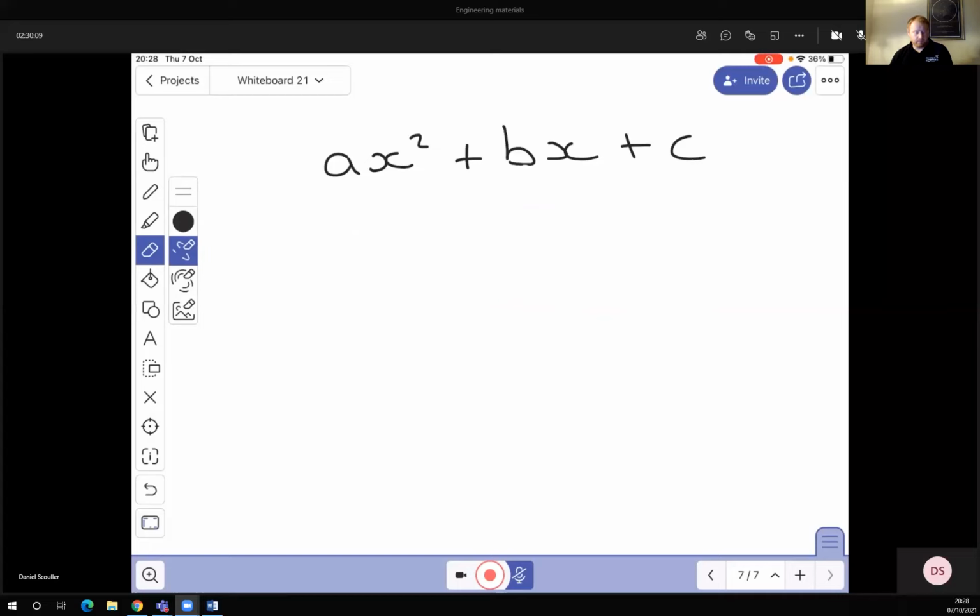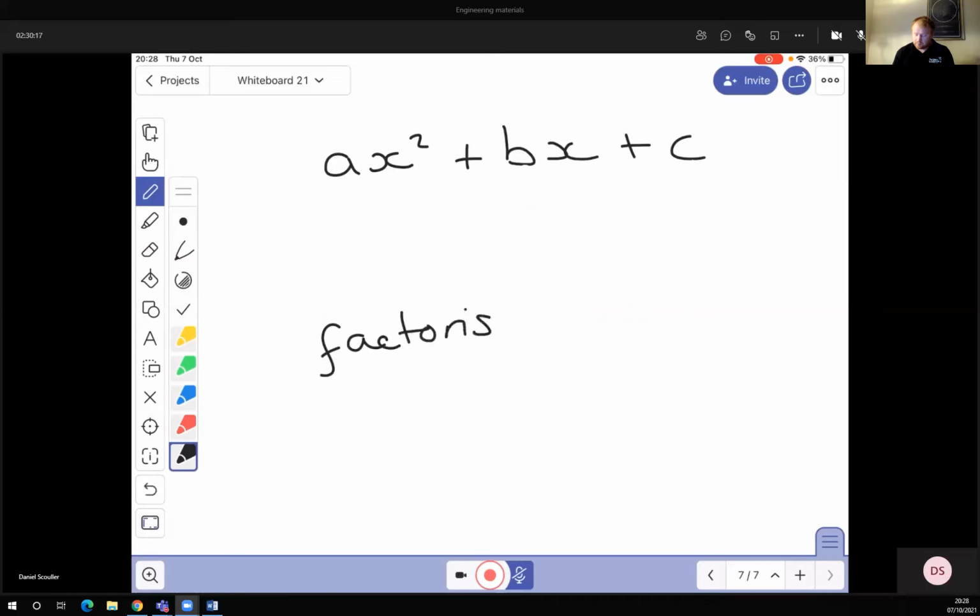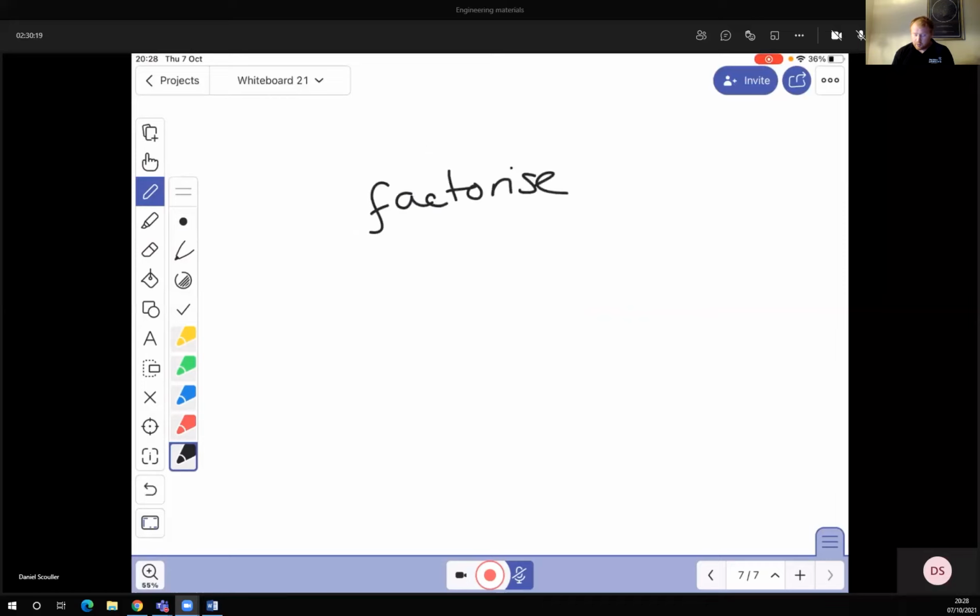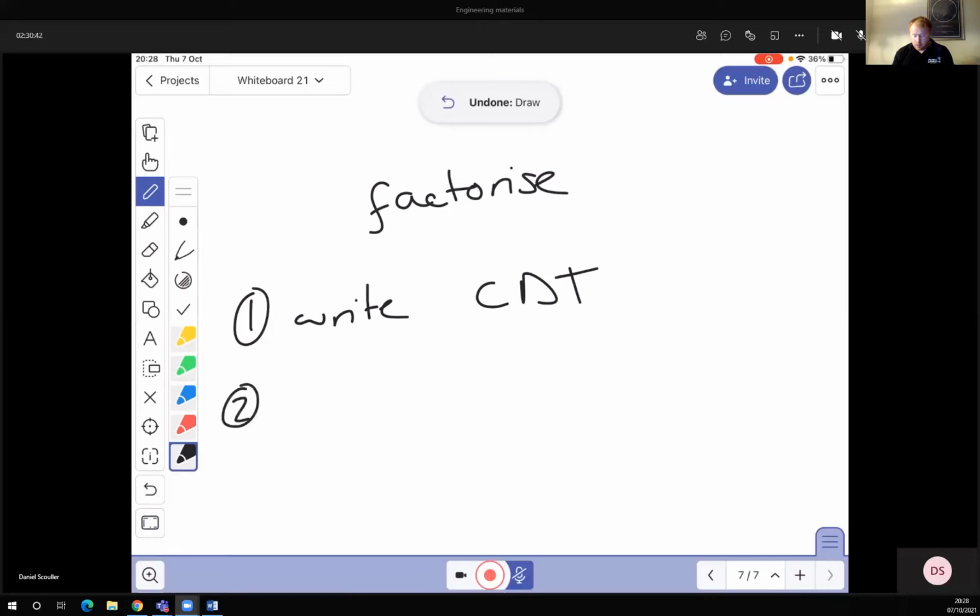You'll get asked to factorize fully. As soon as you see the word factorize, the first thing I want you to do is write down CDT. Is there a common factor? Is there a difference of two squares? If there's not, then we're looking at trinomials. If it's a trinomial, we do the following process. We write down the following headings.